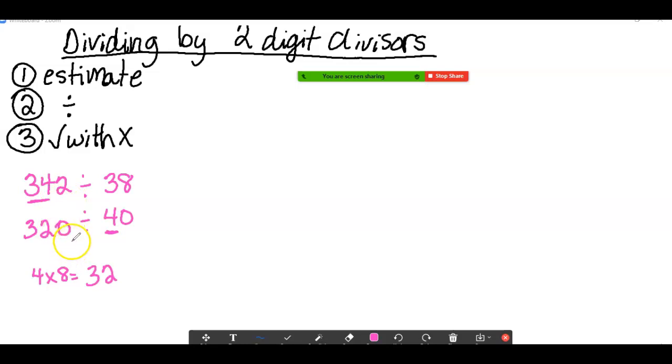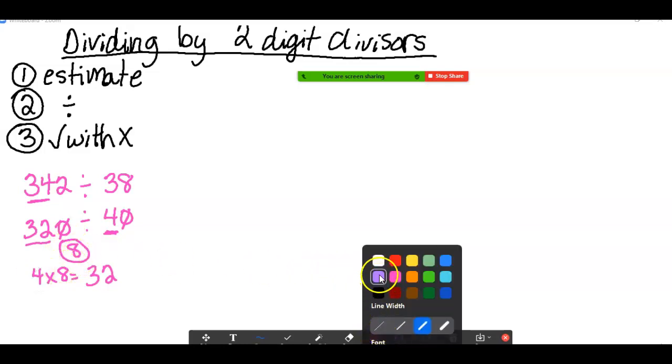So now I'm pretty lucky because I have some zeros that I can get rid of. So remember, if I have a 0 on the divisor and the dividend, I can match them up and get rid of them to make a simpler problem. So now I have 32 divided by 4. Well, then it's just fact families. Because if 4 times 8 is 32, then 32 divided by 4 has to be 8. So my estimate is 8.